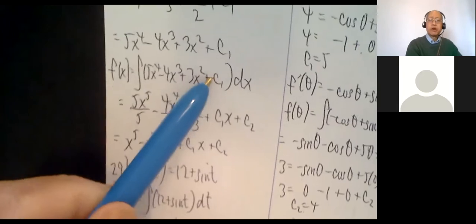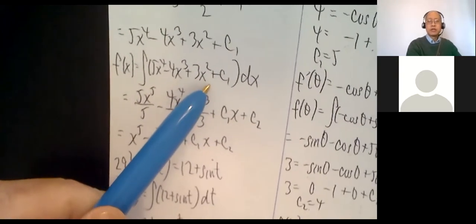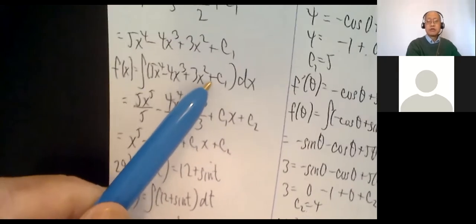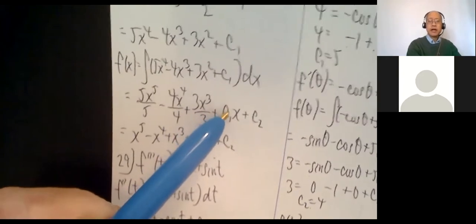How do you integrate C1? Remember, C1's a constant. Just pretend it's 7 or negative 5. So what's the integral of 7? 7x. What's the integral of negative 5? Negative 5x. So what's the integral of C1? C1x plus another constant, which we will say is C2.